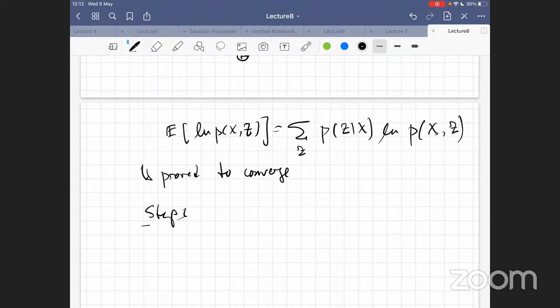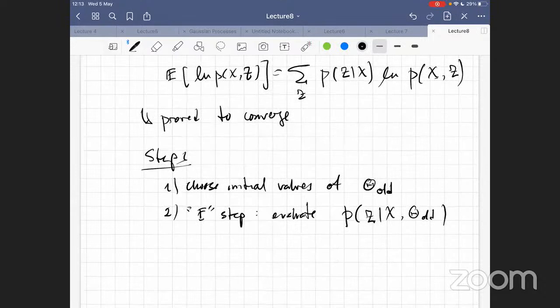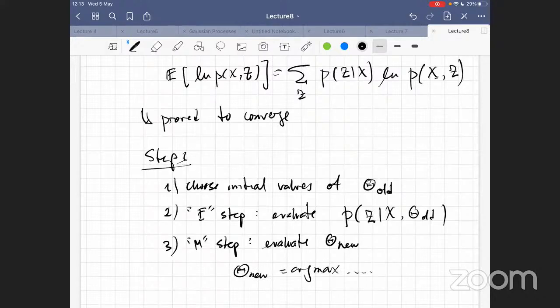So the steps are, first of all, choose initial values of your parameters, which are just the initial guess. Then you have the E step. Let me just evaluate P of Z with this initial choice, or for every iteration, the previous set of values, if you want. And finally, the M step, which is to extract new values by maximizing this expression here.